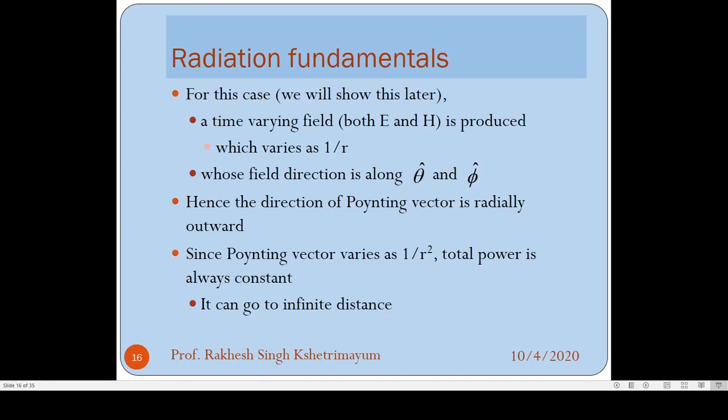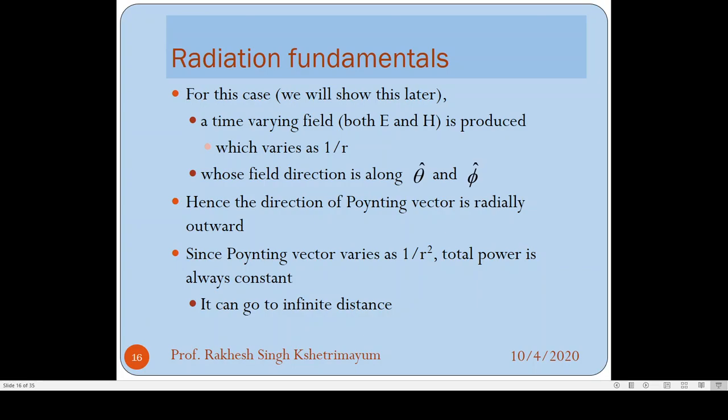Now you will see that we'll be discussing that in the following classes, that such a conductor which is having acceleration or deceleration of charge, or a small conductor which is supplied with time varying current, should be able to give us an electric field which is varying as 1 by r. So if the electric field and magnetic field vary as 1 by r, the Poynting vector will vary as 1 by r square, and the area of the giant sphere we have considered would be 4 pi r square.